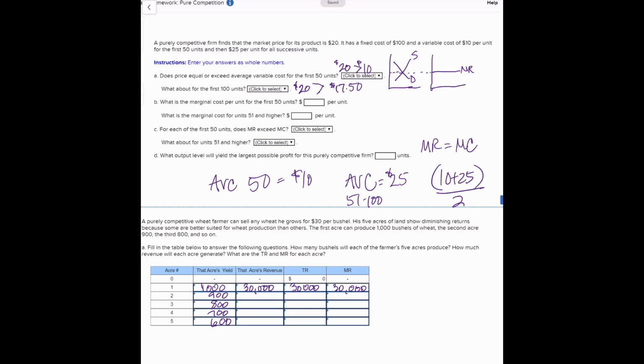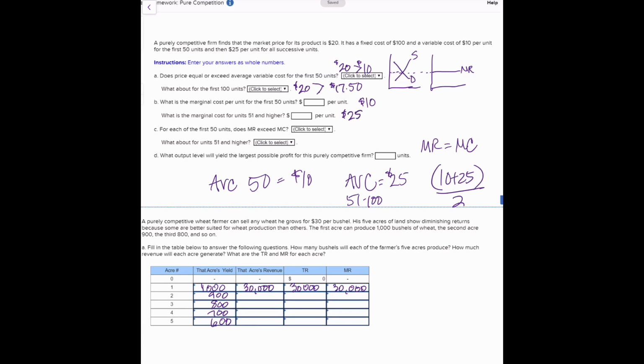B says, what is the marginal cost for the first 50 units, and how much is that per unit? We've already been given that information. That's $10 per unit. The marginal cost, the additional cost over and above the previous, is $10 per unit. The marginal cost for units 51 and higher is $25. That was given to us.